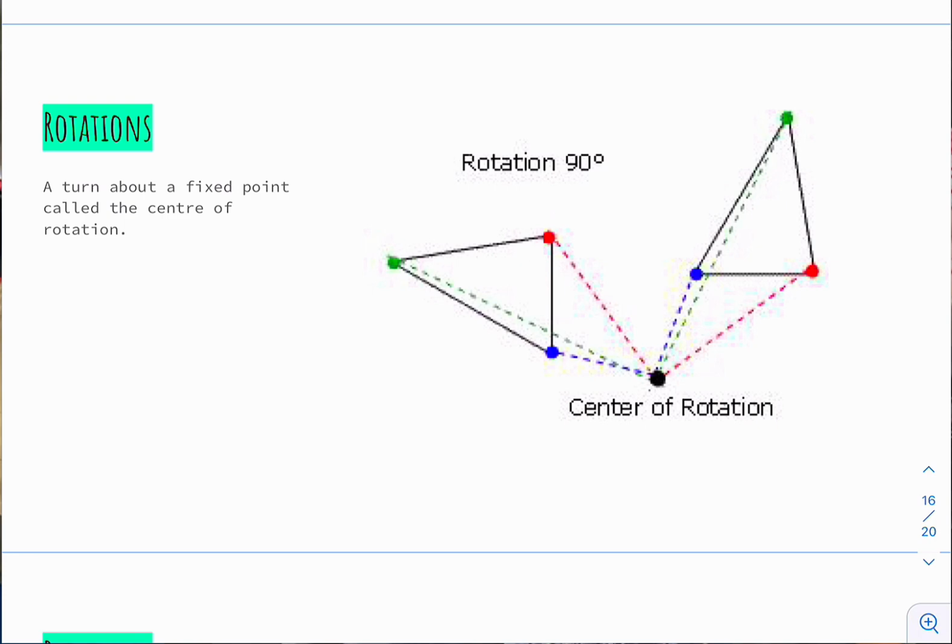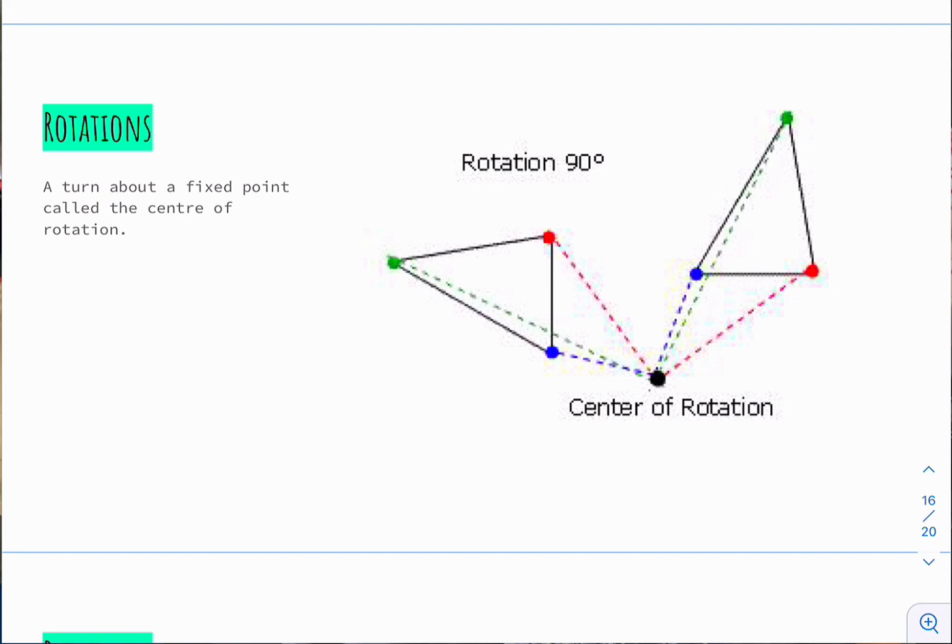Okay, this video is about rotations of points and shapes on the Cartesian plane. So the first thing you need to remember is what a rotation is: a turn about a fixed point called the center of rotation. Generally in grade 7 we're going to use the origin as the center of rotation.